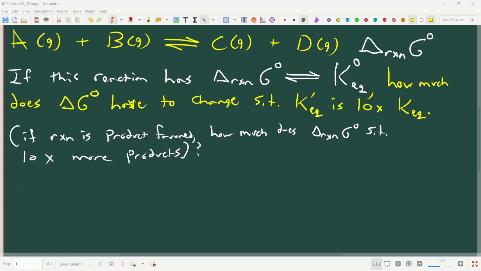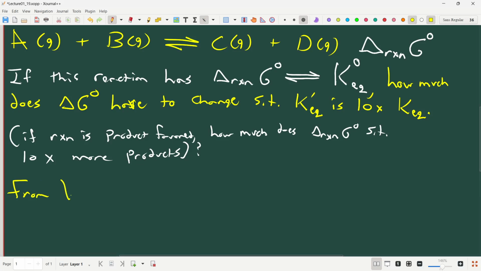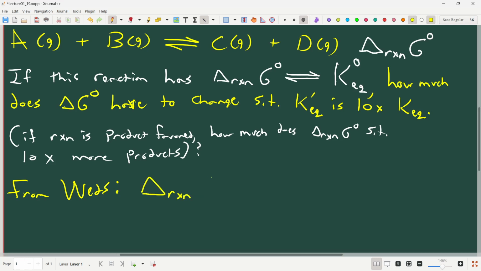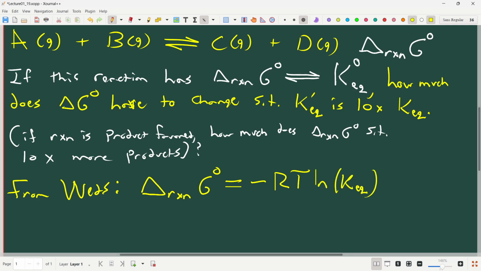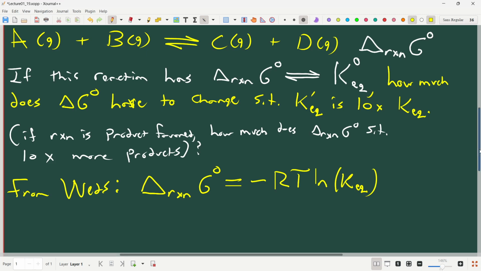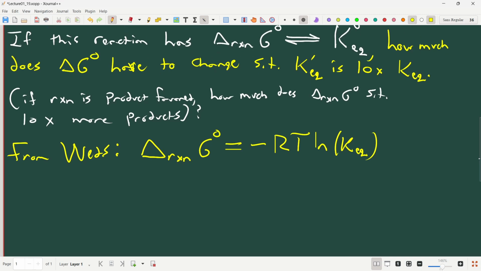All right, so from notes from Thursday or Wednesday, we derived this expression that at equilibrium the delta G of a reaction is minus RT times the natural logarithm of the equilibrium constant. Okay, so what we want to do is calculate a difference in delta G. How much does delta G have to change such that this K changes by a factor of 10?